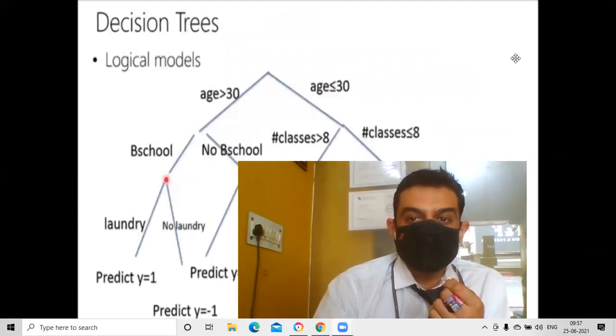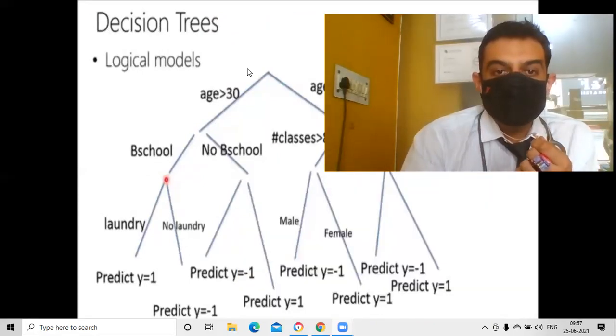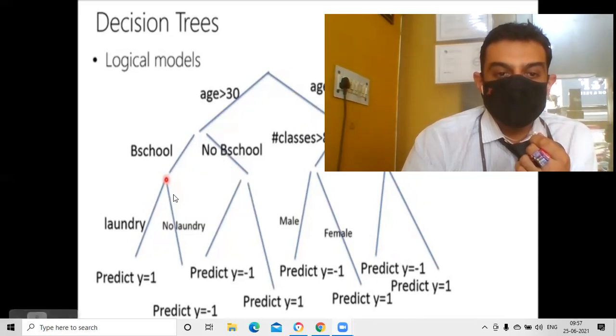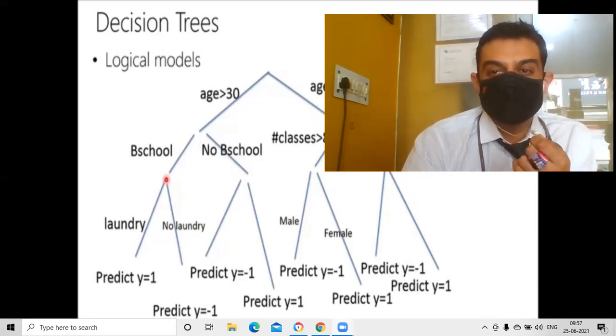Now we'll discuss decision trees. So in a decision tree we have to traverse a path. So for example, we move this side if the age is greater than 30 years, we move this side if the age is less than 30. So if we want to predict the income, maybe we can see if he has attended B school or not, and if he does his laundry or not. If he's not doing his laundry, maybe he's having less income.